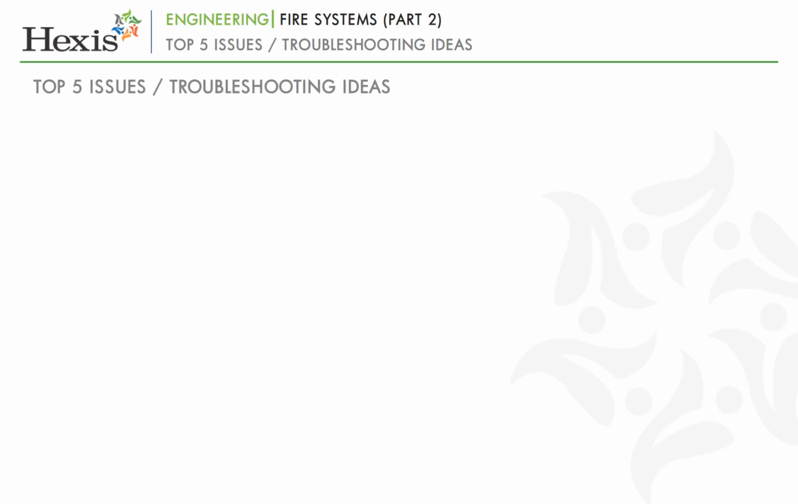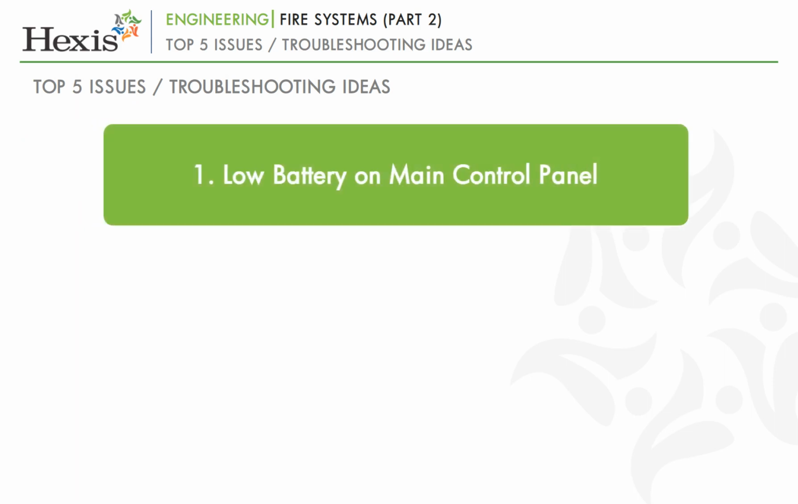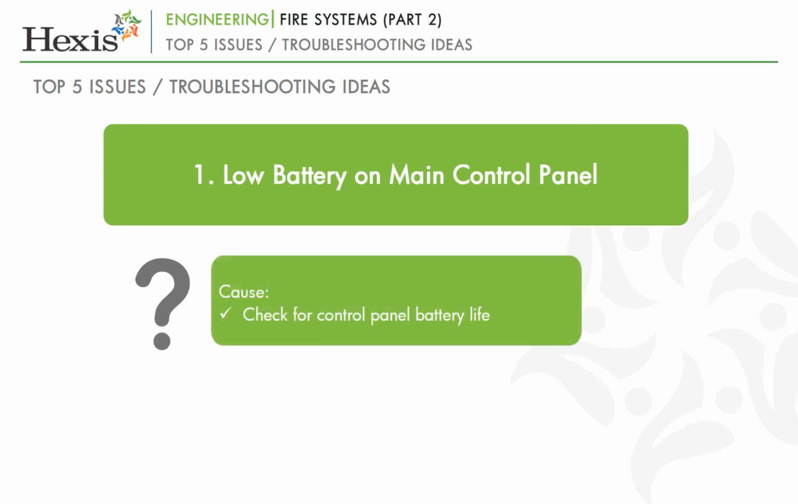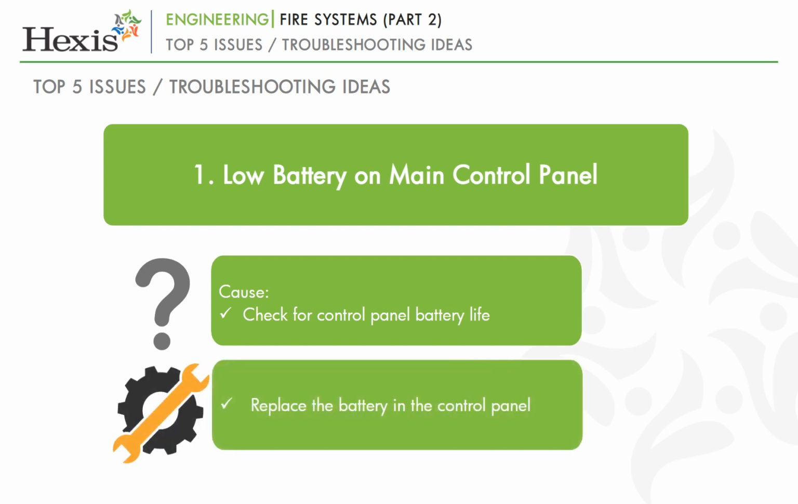Let's now look at the top 5 issues caused to the fire detection and alarm systems and the ways to troubleshoot these issues. Low battery on main control panel. Cause: check for normal control panel battery life. It is about 2 to 5 years. Troubleshoot idea: replace the battery in the control panel.